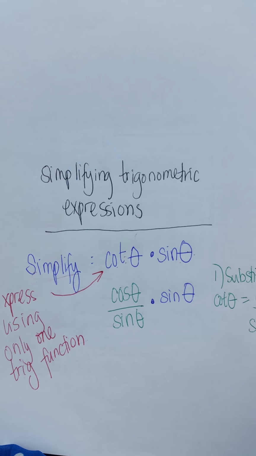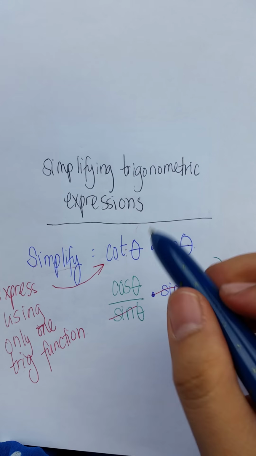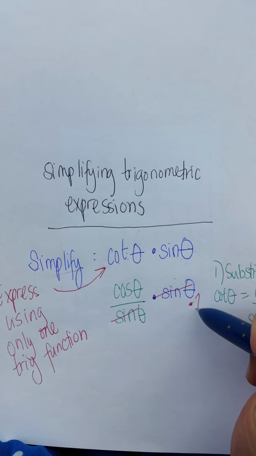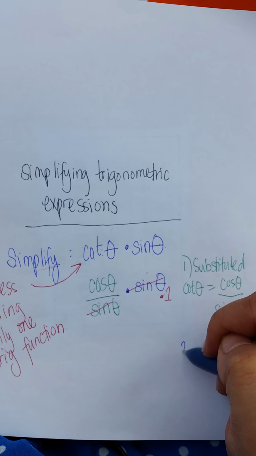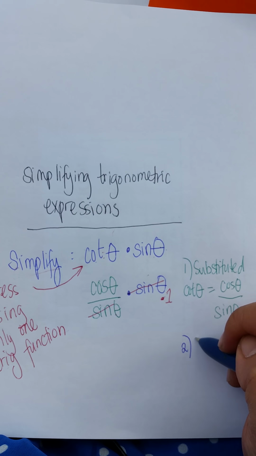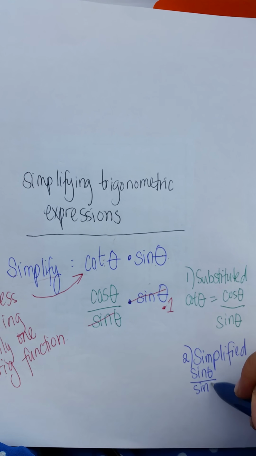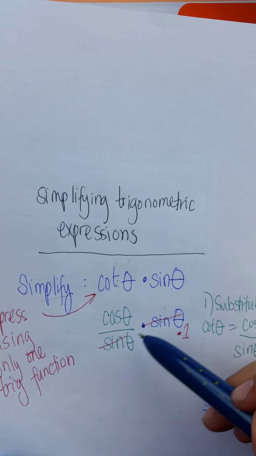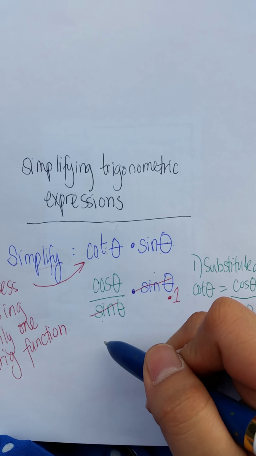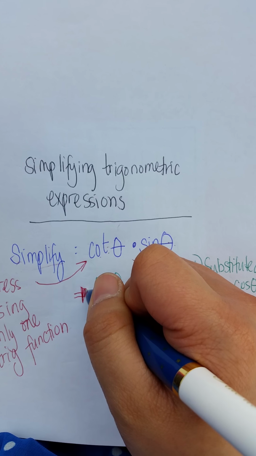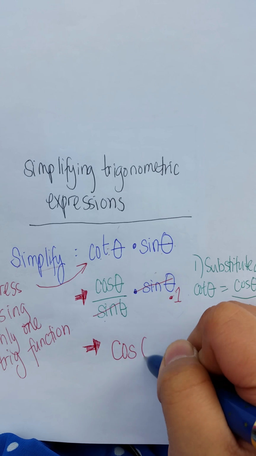And the next step, you notice, oh, well, sine of theta over sine of theta is just 1. So this cancels out and just becomes 1, right? So we simplified sine of theta over sine of theta equals 1. So this expression right here actually became a simpler expression, just 1. Okay? And then we're left with, so this is our first step. It's the substitution. And then we cancel out. And so we are left with cosine of theta.